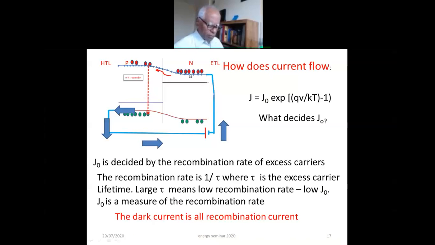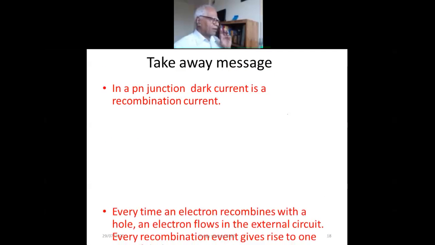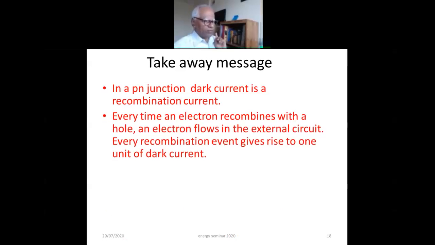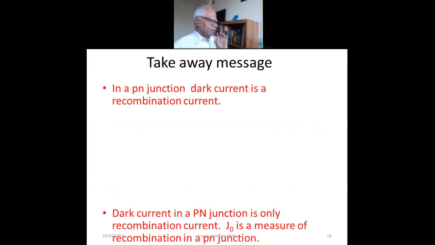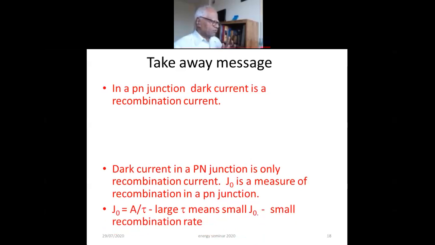Okay? And every recombination event gives rise to 1 unit of dark current. All right, I have said this. So you can write J naught really as something A by tau, where A is some fixed quantity. Large tau means small J naught. And you will see that in design of solar cells, you want large lifetime, as large as possible, which means you minimize J naught because that gives you the highest open circuit voltage, and you will see that in a minute.